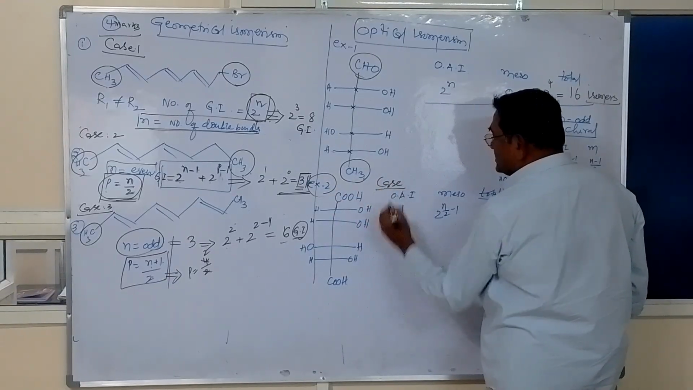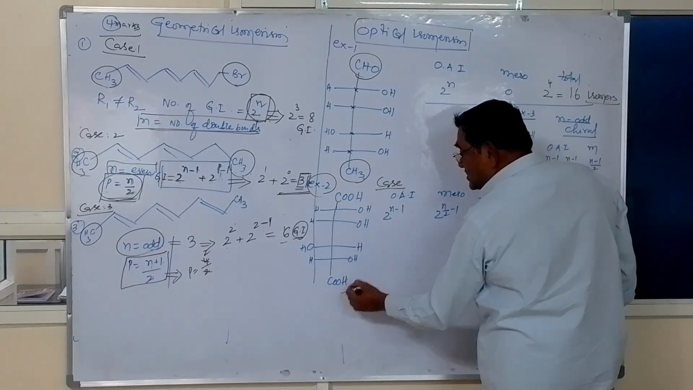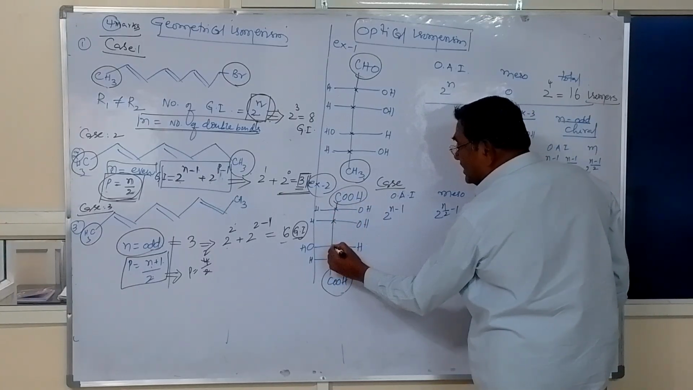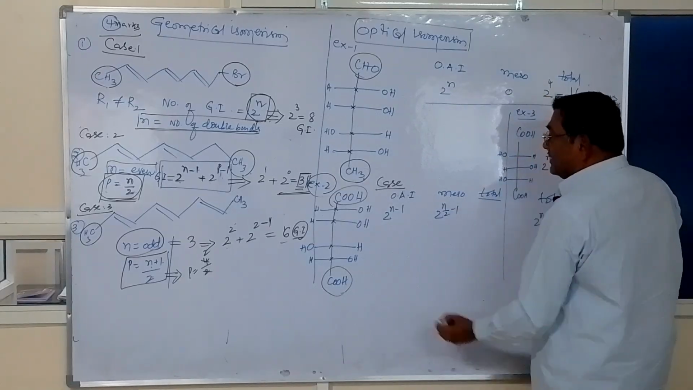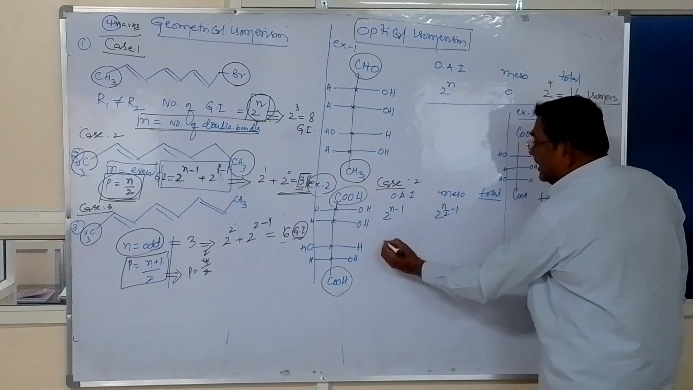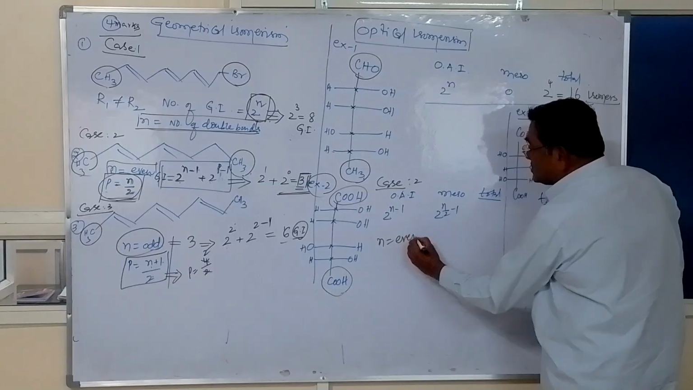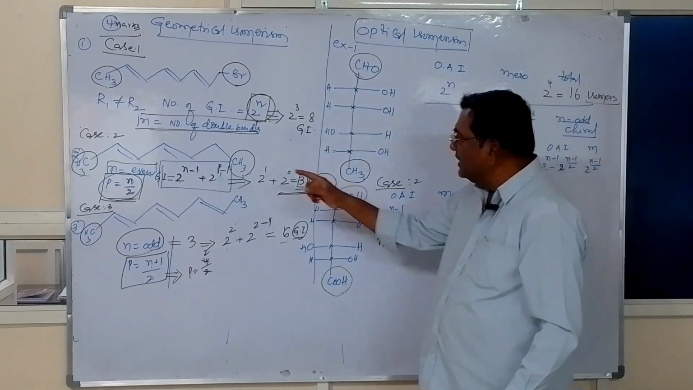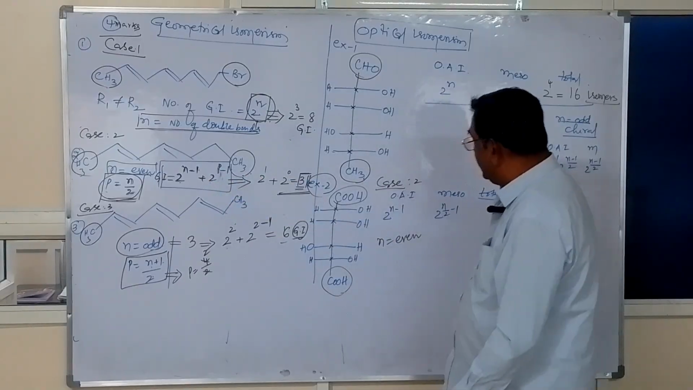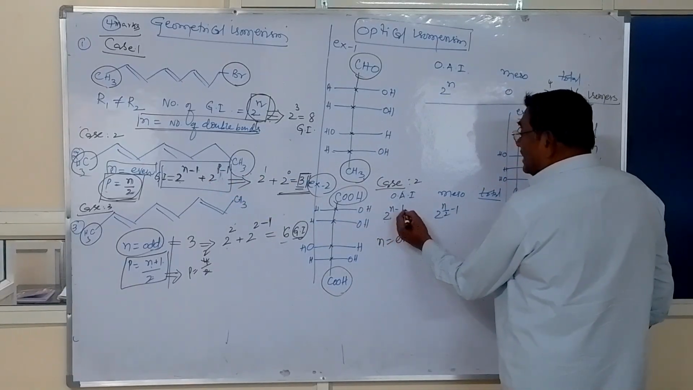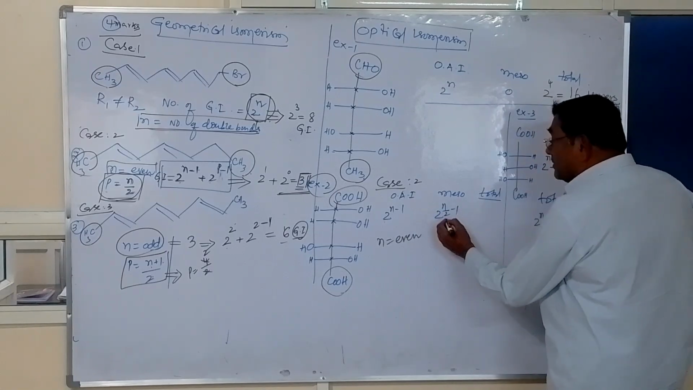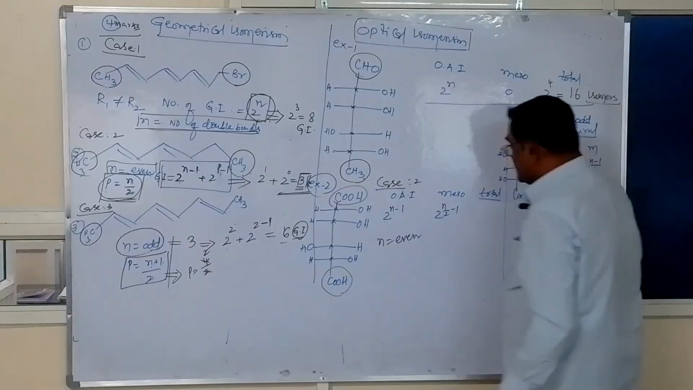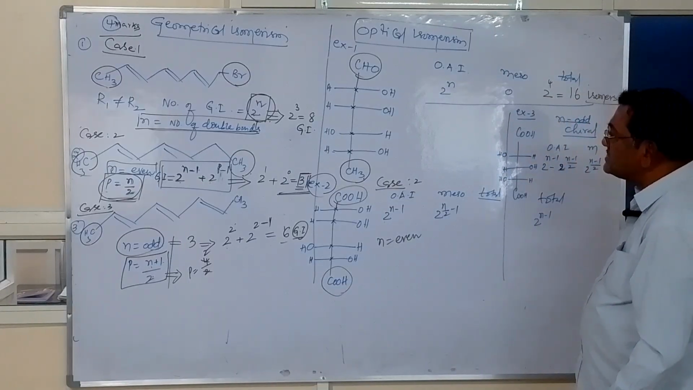Let us verify this. If the terminals are the same, but the number of chiral centers is even, n is equal to even. What is happening? Let us see here. The optically active isomers are 2 to the power n minus 1 and 2 to the power n by 2 minus 1, as it is in this way.